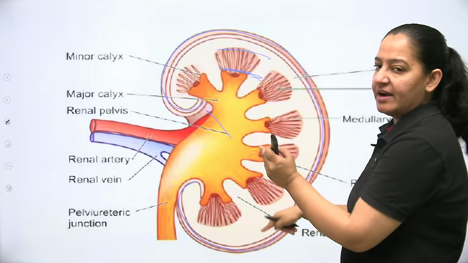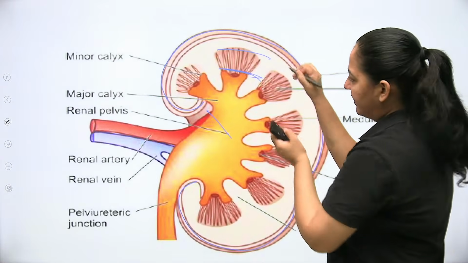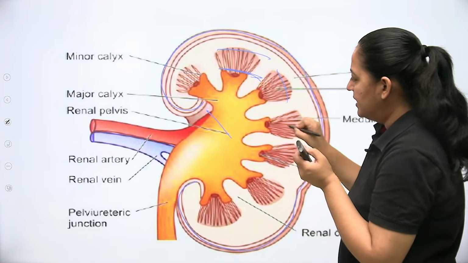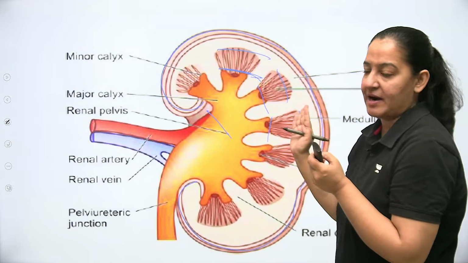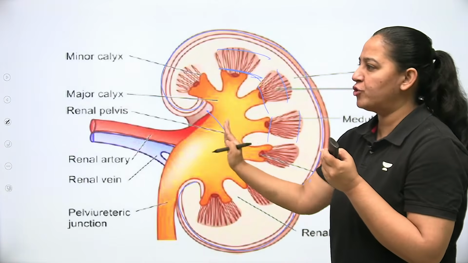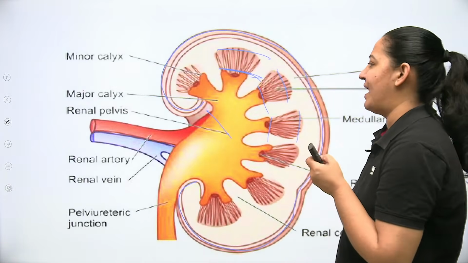The outermost thin rim is cortex. The middle one, in which these pyramids are present. So pyramids are present in the medulla. This is entire medulla having multiple pyramids. And the innermost yellow portion you can see here, that is the pelvis.